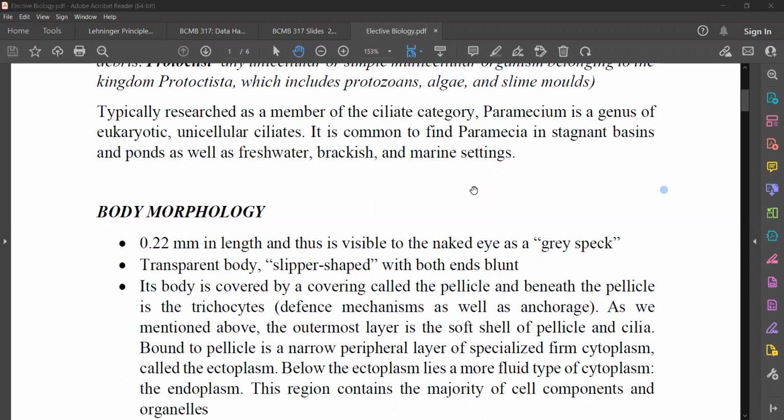Now it also says it has both ends blunt, but if you look at it, one end is more tapered than the other. You will see that shortly in the diagram I'll be showing you. Now, one unique thing about the Paramecia is its body. It's covered in a substance known as the pellicle, which is made up of a thin gelatinous substance produced by the cell. So that's what the pellicle basically is.